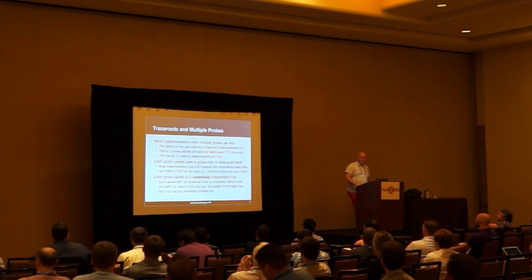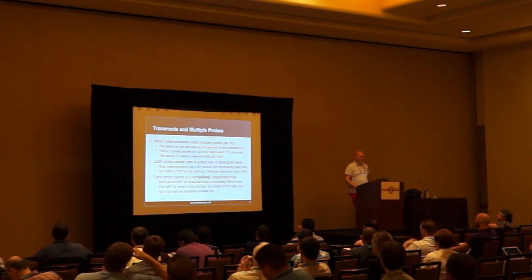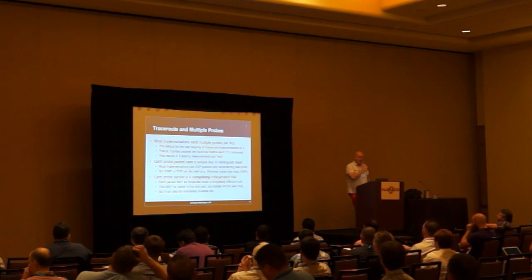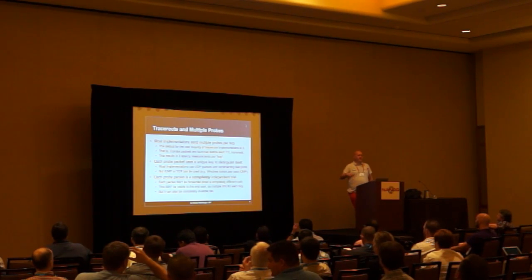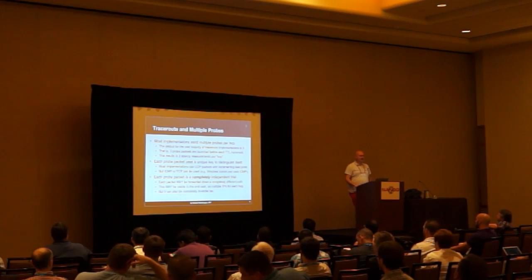Each probe packet uses a unique key to distinguish itself. Typically, most traceroute implementations, like a UDP-based traceroute, will have an incrementing destination port. So when it sends 33434, it knows that it's probe 1. When it sends 33435, it knows that it's probe 2. That's how it reconstructs the data when it gets back.